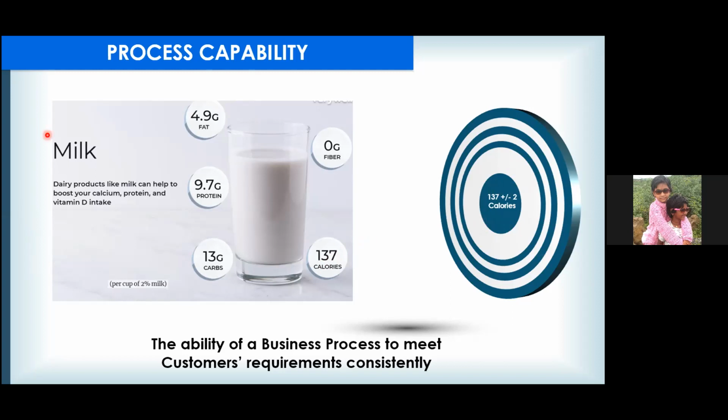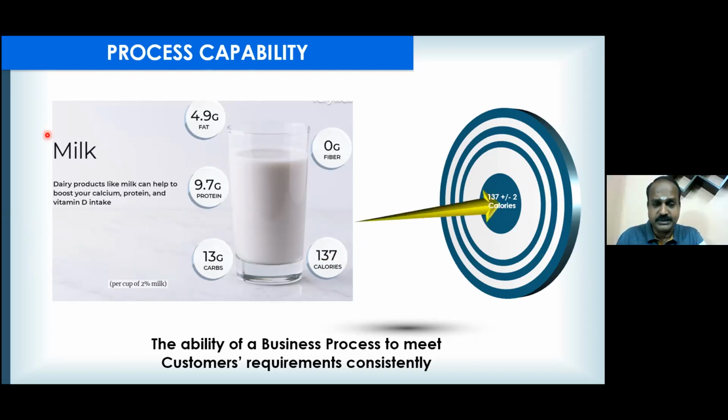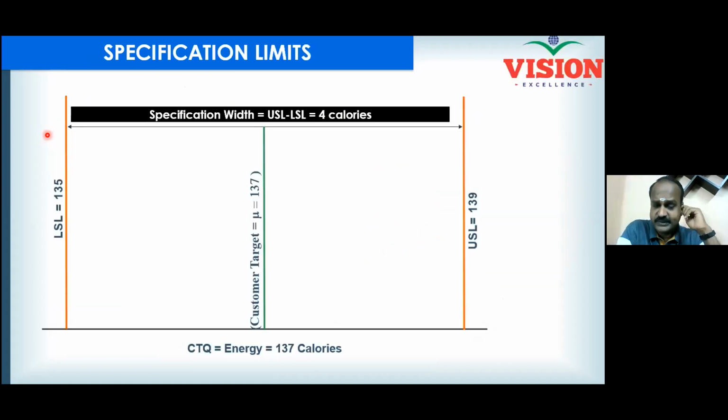Your ability to produce milk bottles having calories between 135 and 139 calories is called your capability. Because if you produce milk bottles having calories between 135 and 139, the customer will simply buy it. And it should happen not just with one or two products, but with every unit of milk bottle you produce. If you do that, your capability is really great. And this is what we are trying to measure in terms of sigma level.